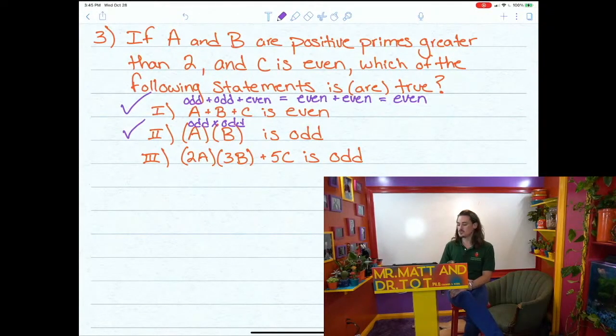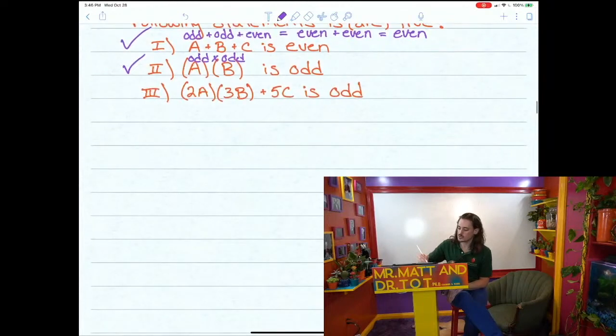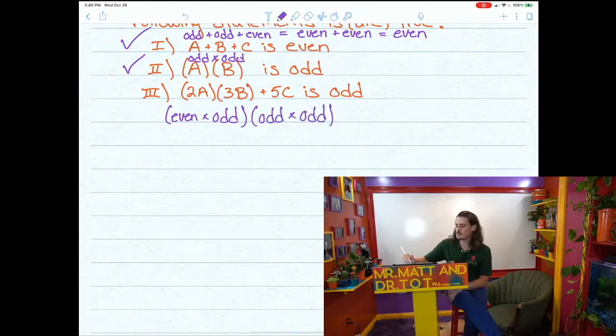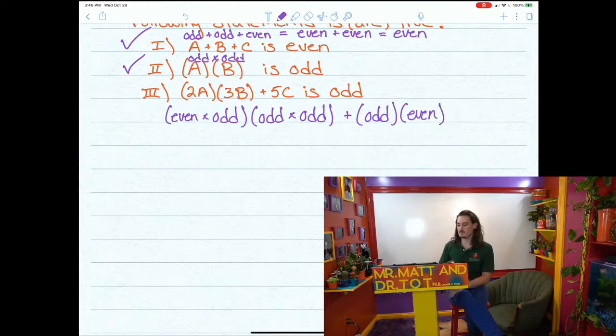Statement 3, 2a times 3b plus 5c is odd. So this is just adding a whole bunch of other numbers in here, but 2 is an even number. So we have an even times a, which is an odd, times 3, which is odd, times b, which is odd, plus 5, which is odd, times c, which is even. So now we can just break these down pair by pair.